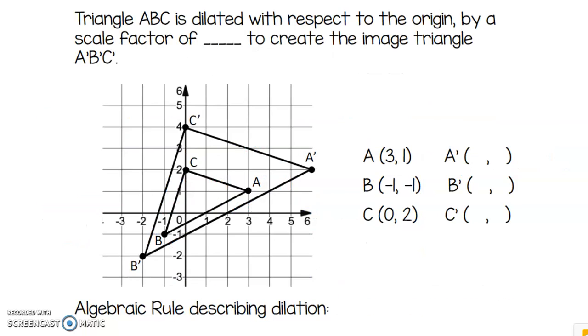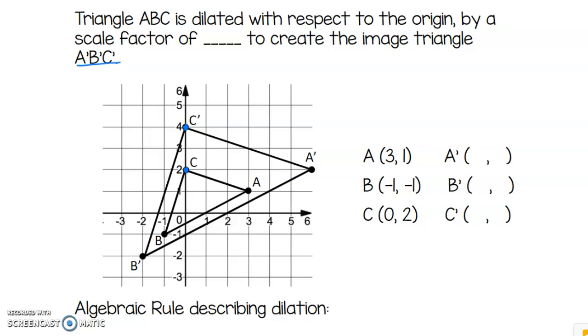Let's look at this a little bit more. Triangle ABC is dilated with respect to the origin by a scale factor to create the image triangle A prime, B prime, C prime. Remember, this is the new shape. That's how we write it, that's prime notation. If I want to know what the scale factor is, I can take a point and its new point and just see what I multiplied to get the new one.